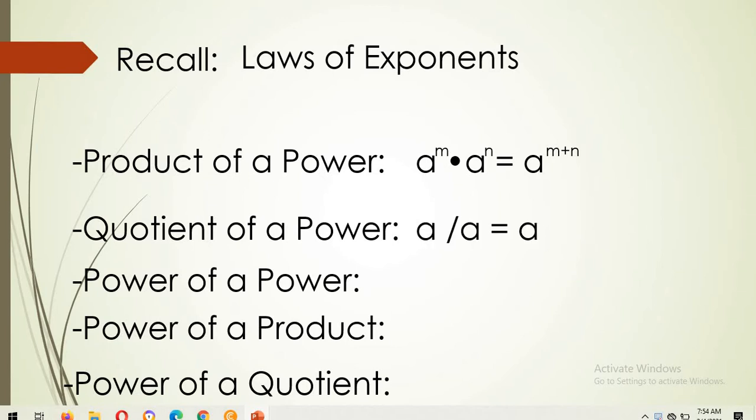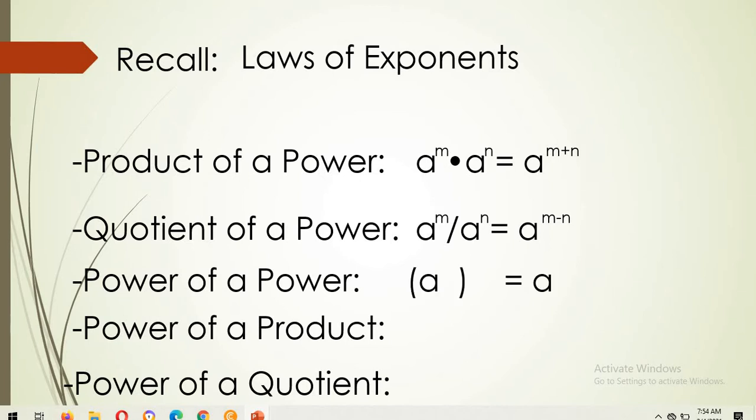Next one is quotient of a power. So, still, you need to have the same base. Ang operation natin ay division. So, just like this, copy A, which is our base. Then, subtract the exponent, which is M and N.